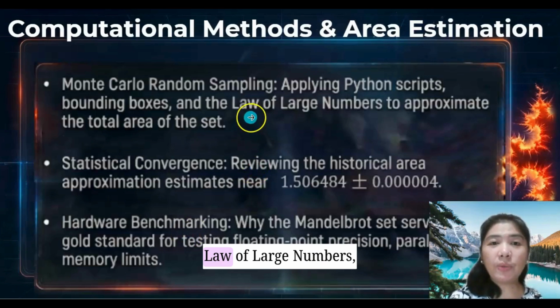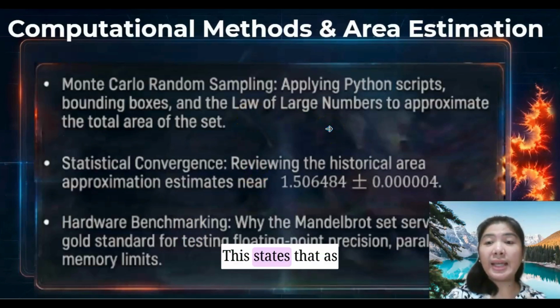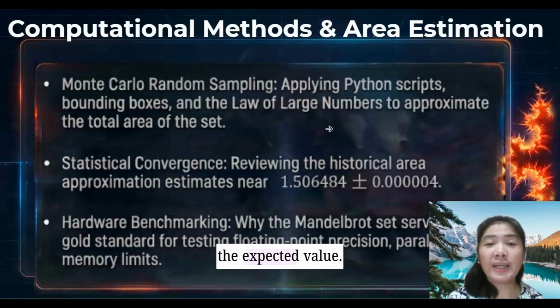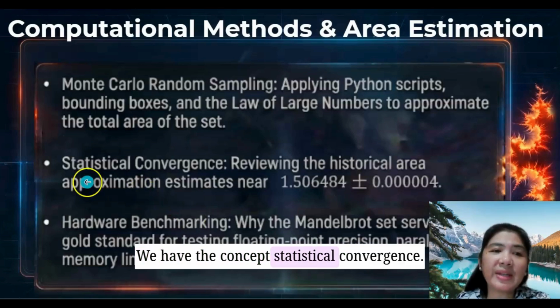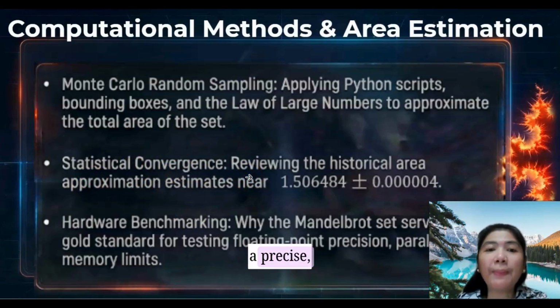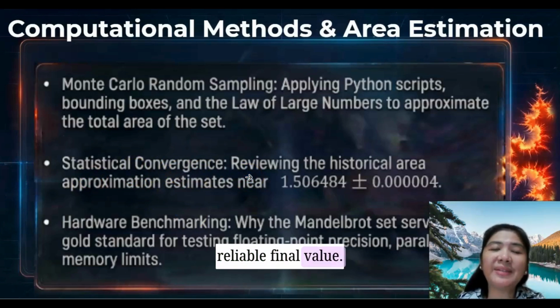And now let's review the law of large numbers. This states that as the sample size increases, the experimental averages approach the expected value. We have the concept of statistical convergence. This is the steady stabilization of estimated results into a precise, reliable final value.